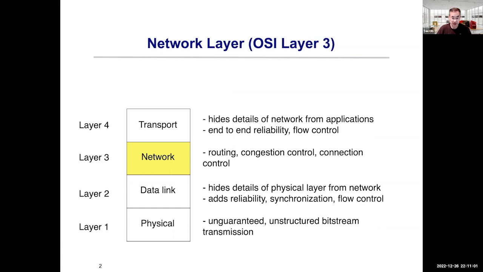It performs routing. It also controls congestion, and also connection control. It can be connectionless or connection-oriented, depending on how you want to transmit it. And for the transport layer, it hides the detail of the network. What does it mean? It provides end-to-end reliability, and flow control. It's very important to understand this 4-layer stack here.